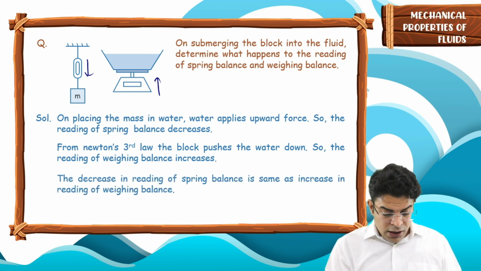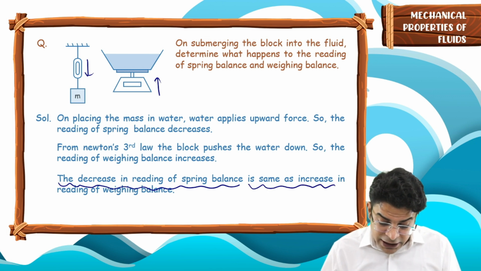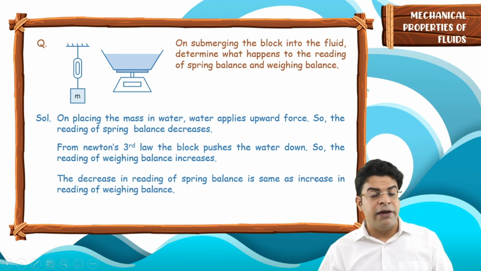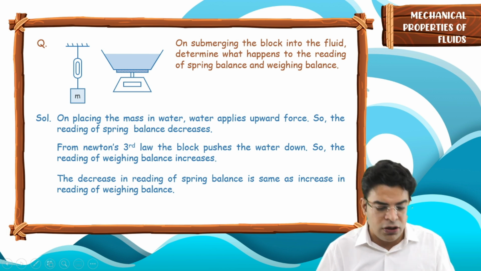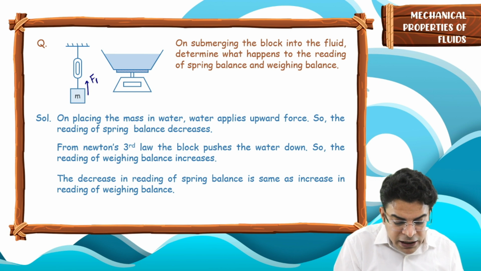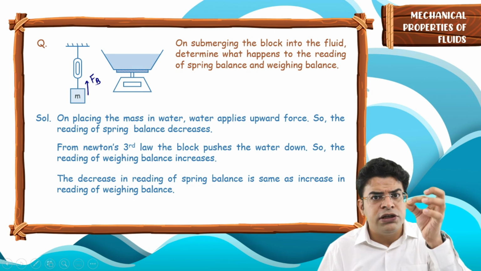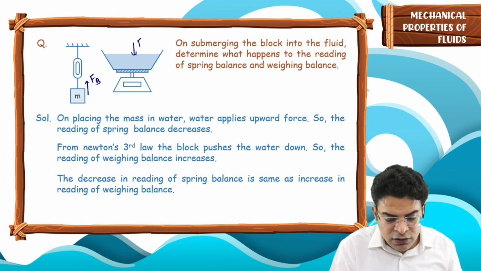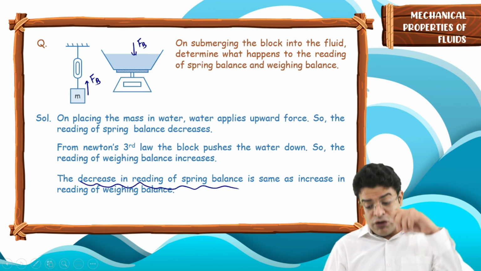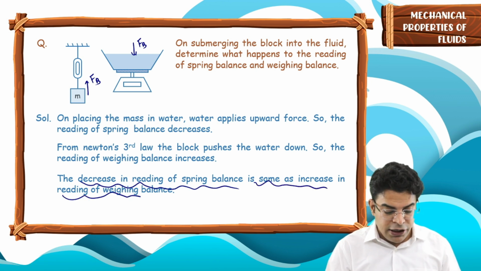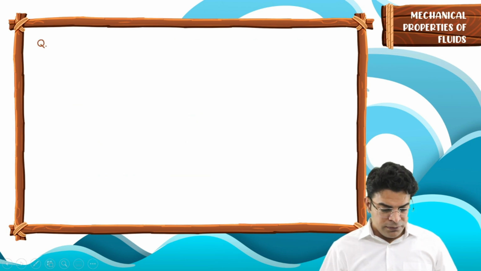Next, beta. The decrease in the reading of the spring balance will be the same as the increase in the reading of the weighing balance. Why? Because, beta, the forces applied by them on each other are equal and opposite. Newton's third law. So if a force of buoyancy Fb acts on the block upwards once immersed in fluid, the same force acts in the downward direction on the fluid. Hence, the decrease in the reading of the spring balance will be the same as the increase in the reading of the weighing balance. Okay. Let's move on.